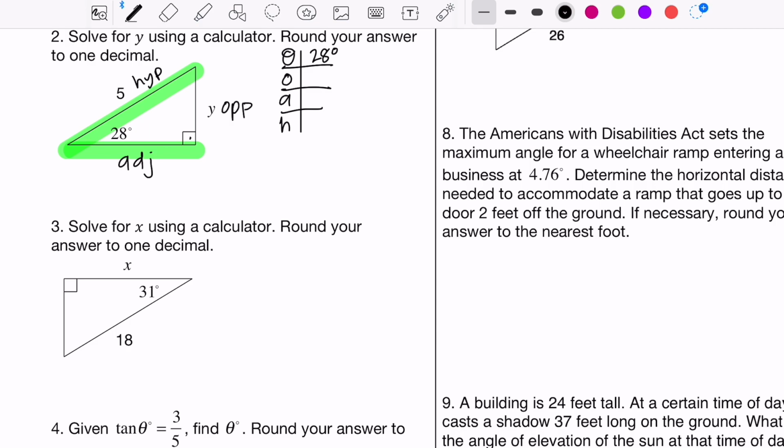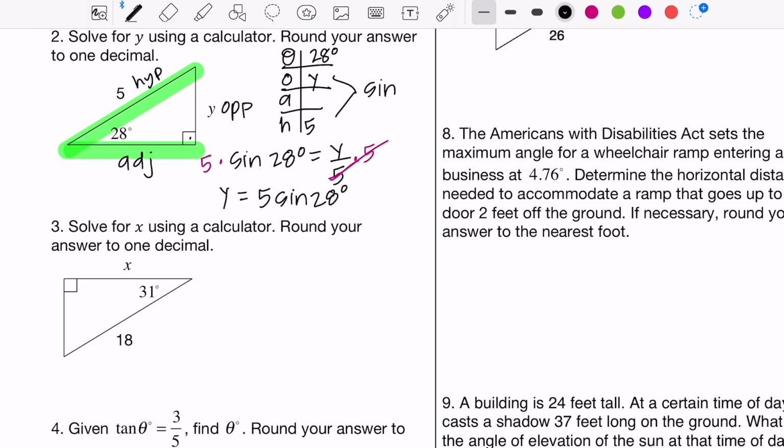Then we make our little chart. We're looking for the opposite, which is y, and then the hypotenuse is 5. Opposite and hypotenuse is sine, so it's the sine of 28 degrees equals y over 5. Get the y by itself, and then we have y equals 5 sine 28. And then you plug that into your calculator, and that gives you 2.3.